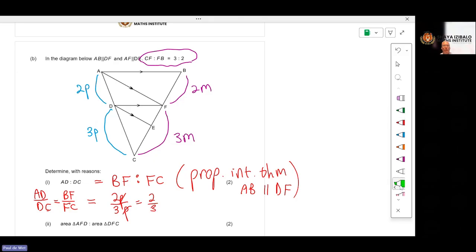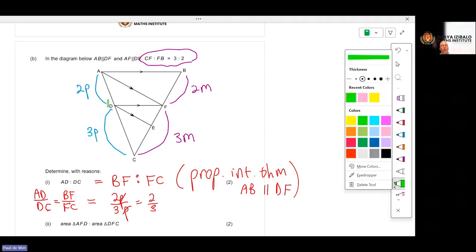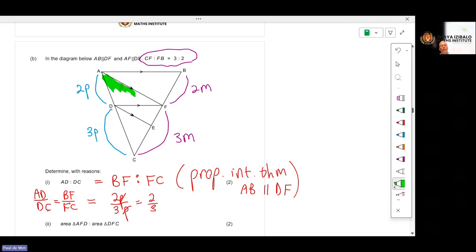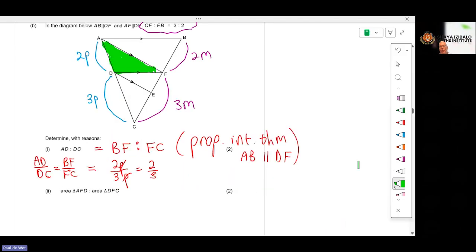Now, this is where it gets a little bit more interesting. We want the area of triangle AFD. Triangle AFD is this little green triangle over here. And we want the ratio of that area to DFC. So we want the green triangle to the pink triangle, the pink triangle being this triangle over here. Okay, who can tell me what's the answer going to be?